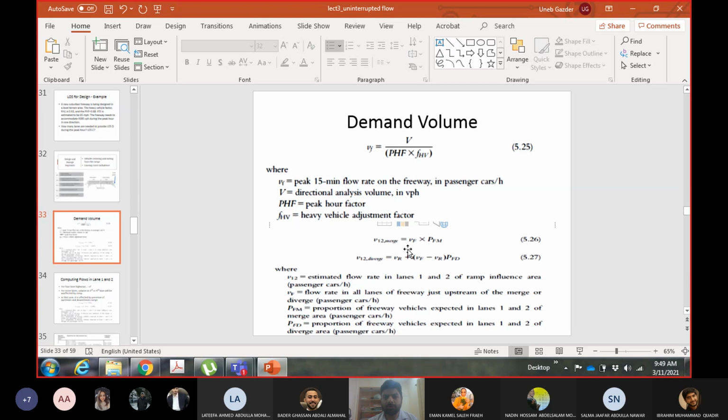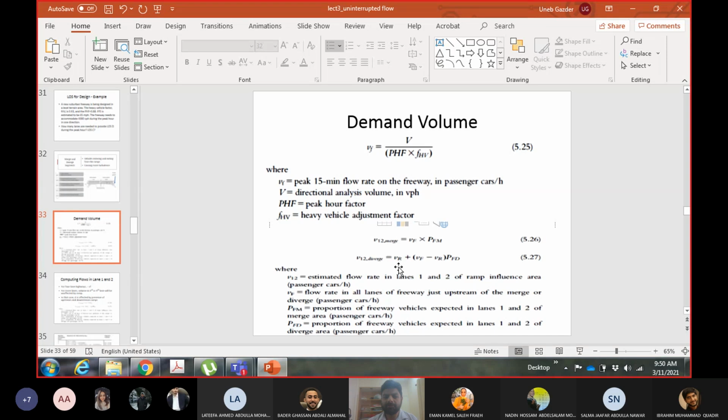Then the freeway flow will be the proportion of freeway vehicles expected in lane 1 and lane 2 of the merge area. So VF multiplied by the proportion, and we will look at the equations how to find out the value of PFM and PFD. So basically we are trying to find out the number of passenger cars in the immediate 2 lanes of the ramp, and these are the 2 equations. The first equation will be used for merging and the second equation will be used for diverging.